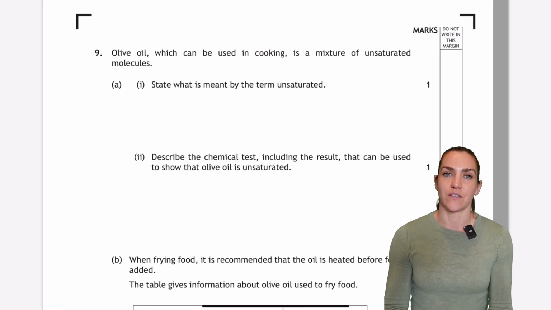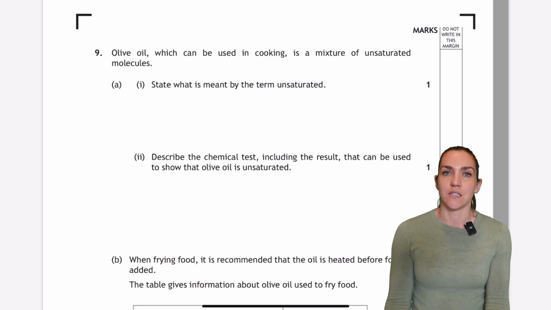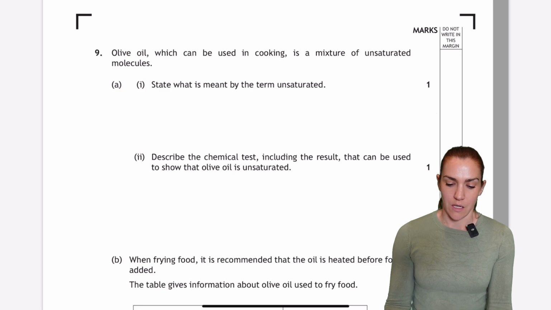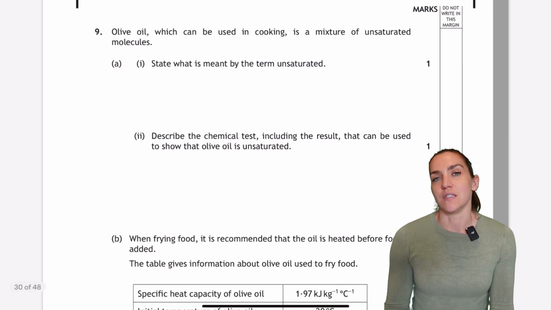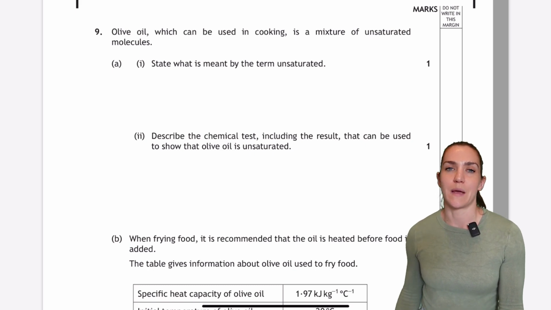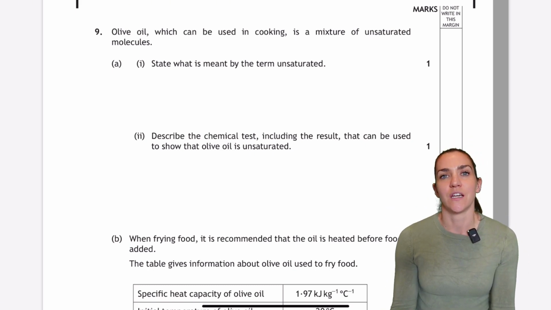So this is just a definition that you need to know, and if something is unsaturated, it means it contains at least one double carbon-to-carbon bond. Okay? If something is saturated, it means it contains all single carbon-to-carbon bonds. So my tip is just to remember S for single is the same as S for saturated. So then unsaturated would be where you've got at least one double carbon-to-carbon bond.